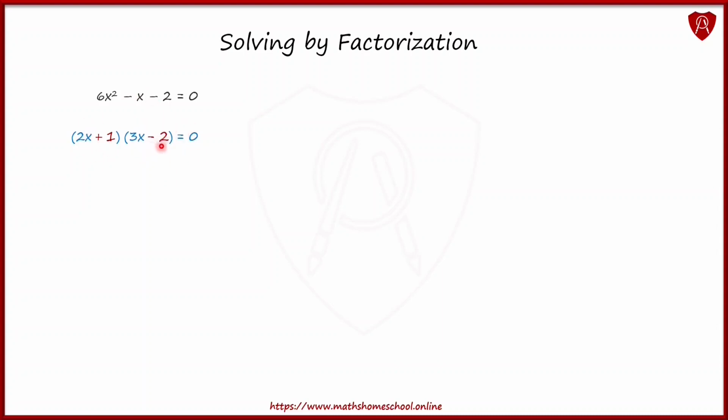2x times negative 2 is negative 4x. 1 times 3x is positive 3x. Negative 4x plus 3x is negative 1x. So this is a pair of factors that we need. 2x plus 1 is equal to 0. Therefore, x is equal to negative 1/2. 3x minus 2 is equal to 0. Therefore, x is equal to 2/3. That's our complete solution.